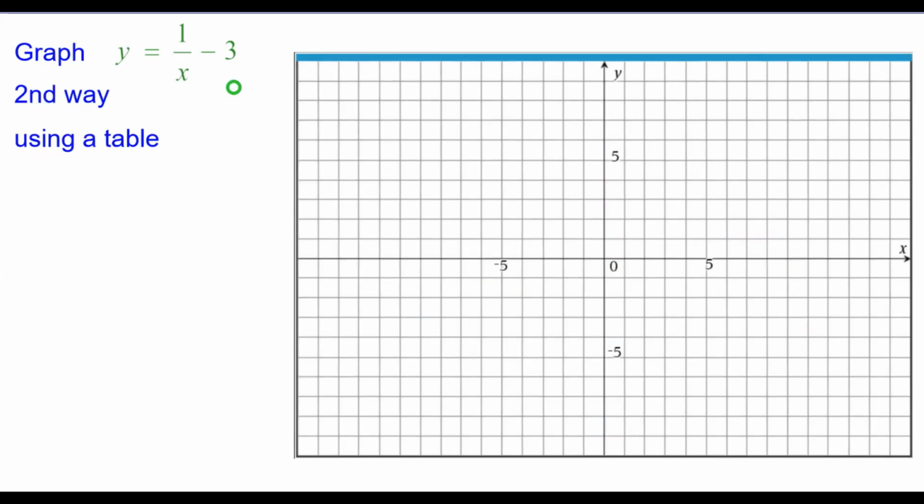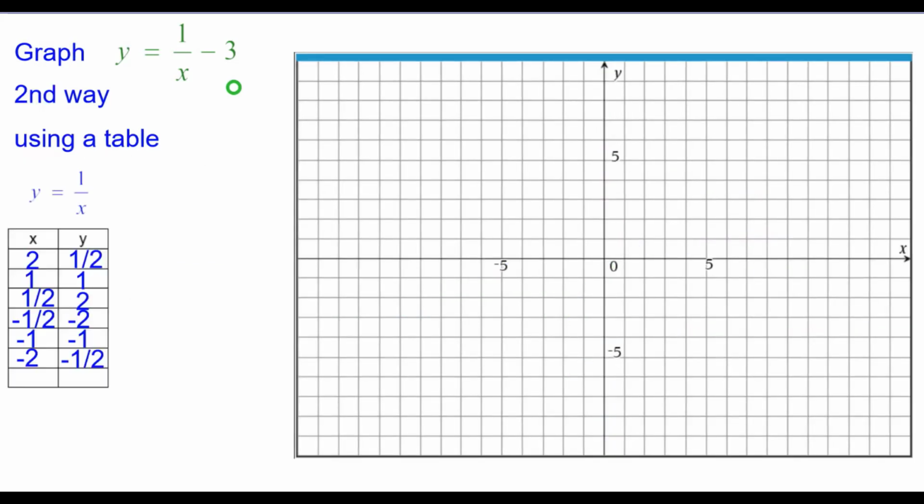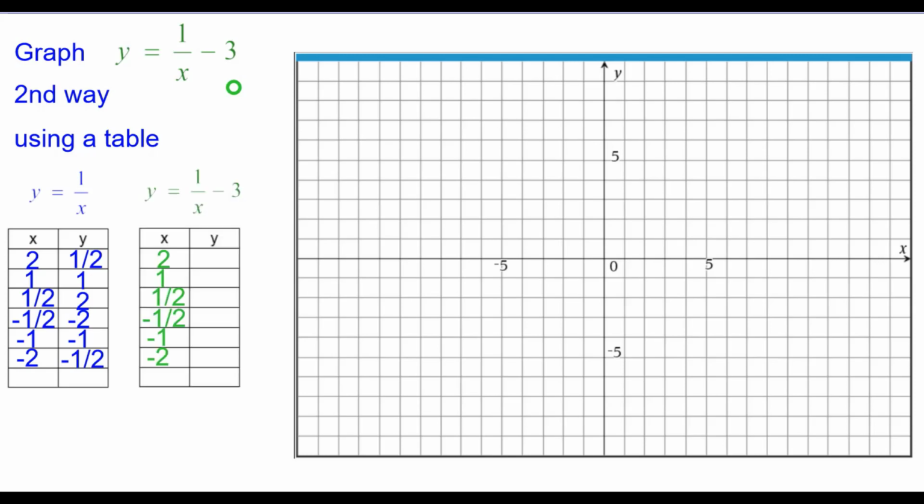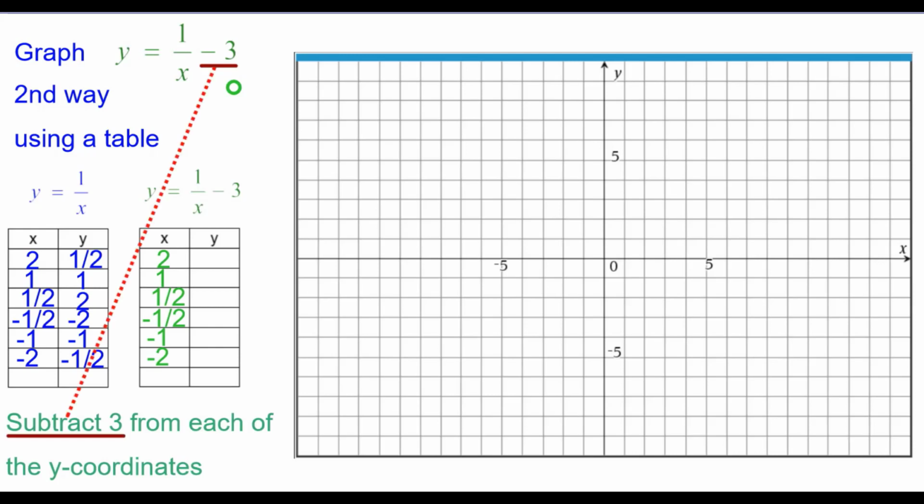The second way is using a table. So we're going to use these 6 points in our traditional y equals 1 over x table. And we're going to subtract 3 from each of the y coordinates because that's what it says to do in the equation. So for the first one, a half minus 3, think of that as a half minus 6 halves, which would be -5 halves. So that would be right 2, down 2.5.